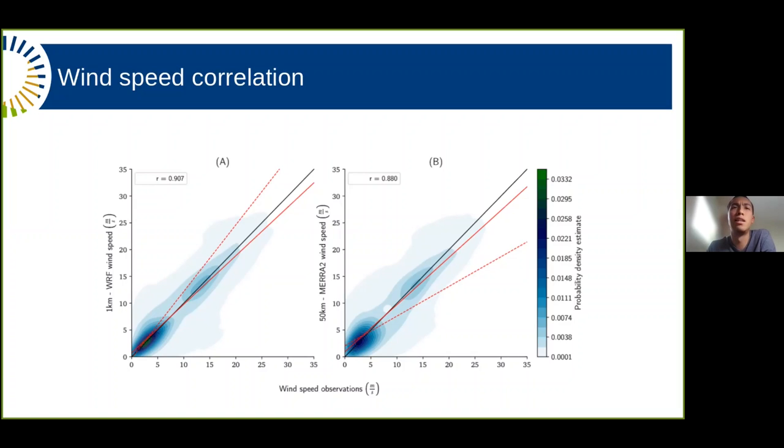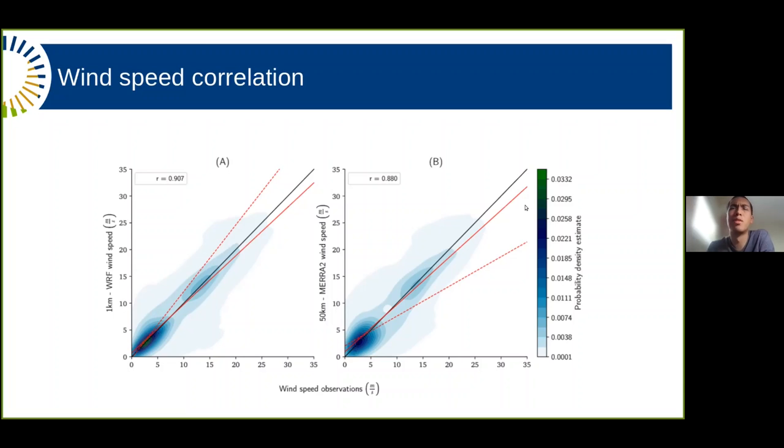Basically, all the models have these two spots that represent a bimodal distribution. So the models are able to reproduce that bimodal distribution, which is characteristic of that region of Mexico. On the left side, we have the 1 kilometer WRF grid with a correlation of 0.91. And on the right side, you are seeing the MERRA-2 wind speed distribution with a correlation coefficient of 0.88.